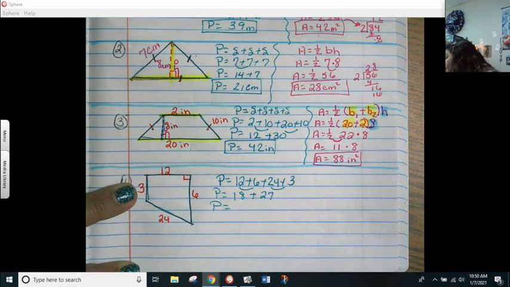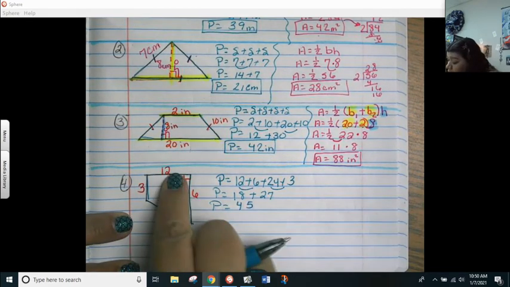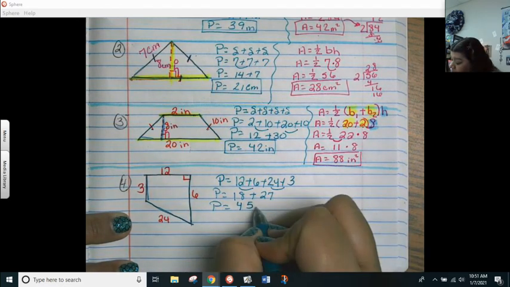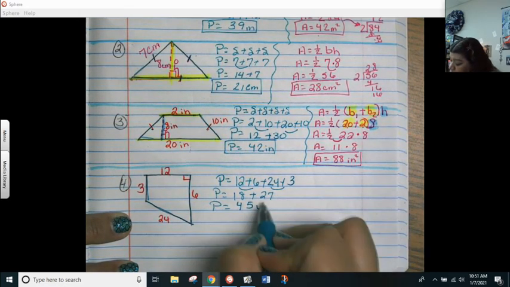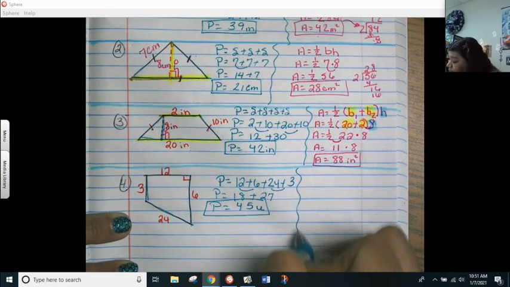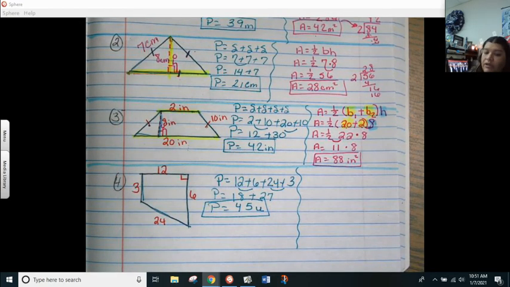I'll use my calculator because I usually make mistakes. We all make mistakes, right? Now here I don't have any units. So if you don't have inches, feet, anything like that, you will see them use the letter U. That just stands for units. So I got 45 units here. 45 units. Okay. Perimeter, you should have no problem with.